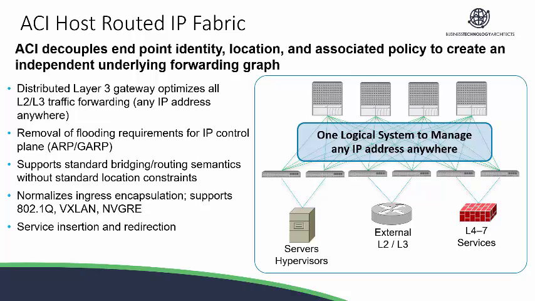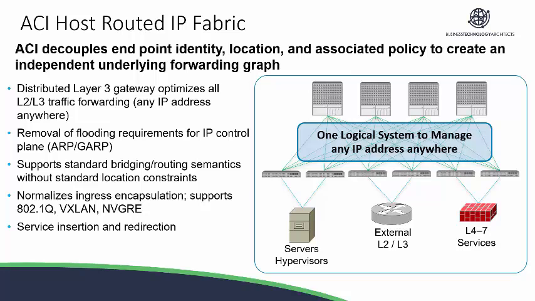ACI decouples the endpoint ID. Frames entering the fabric can be a native Ethernet frame, an .1Q tagged frame, or a VXLAN encapsulated packet. At egress, the fabric can leave the same encap or encap as something else, which is called normalization. Every leaf can also be a default gateway.